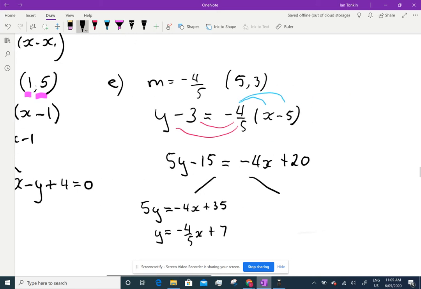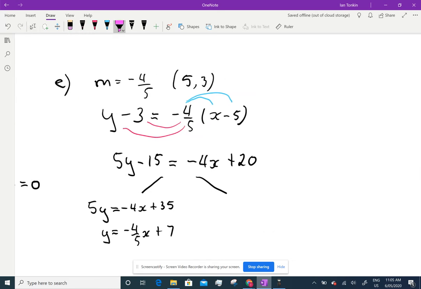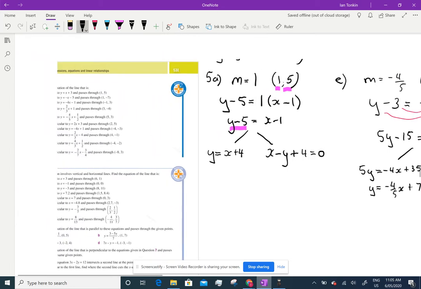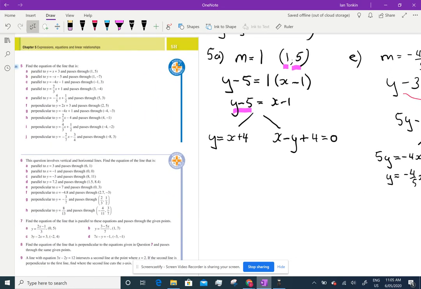That's it. In general form, I would take all this and take it back to the other side. So I get 4x plus 5y plus 5, minus 35, and that equals 0. Because when I bring that 20 over, it becomes minus 20. Okay, so they're the parallel ones. Let's have a look at perpendicular ones.